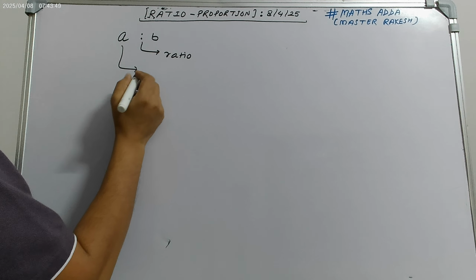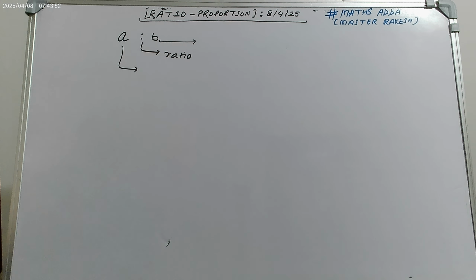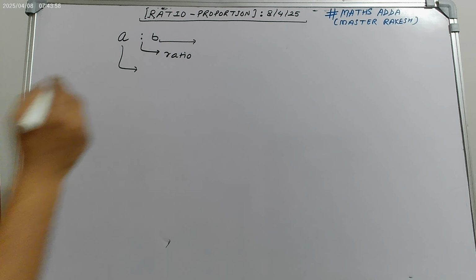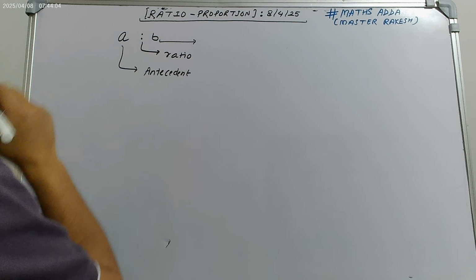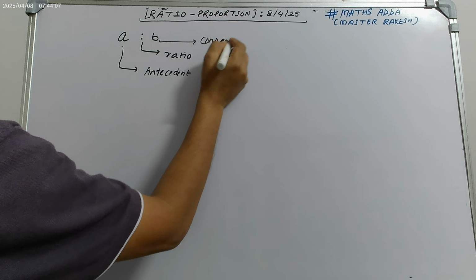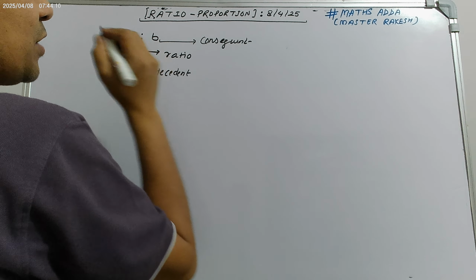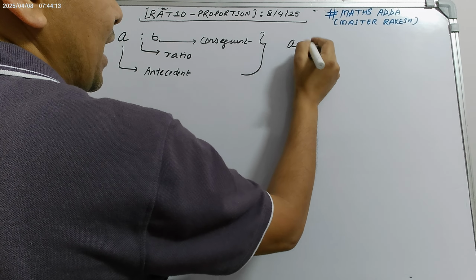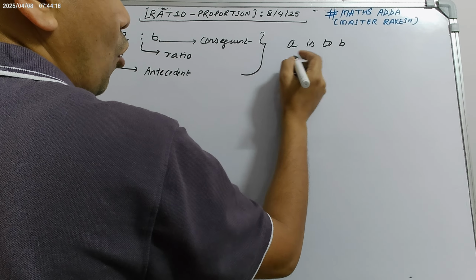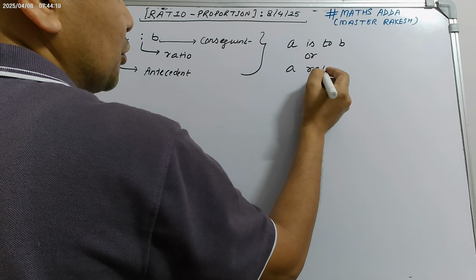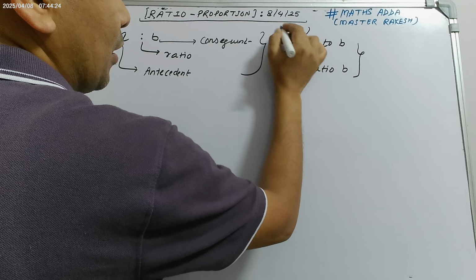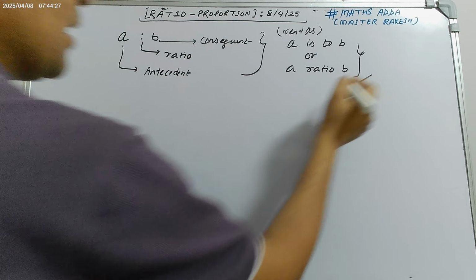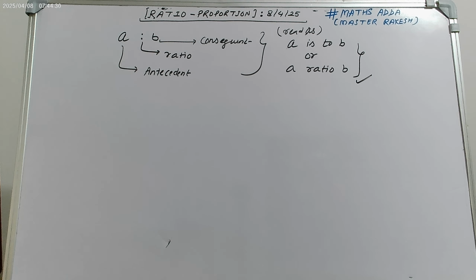What did we read in the first class? A is called the antecedent, and B is called the consequent. This is read as A is to B, or A ratio B. We have done the same in the previous class with a few examples.